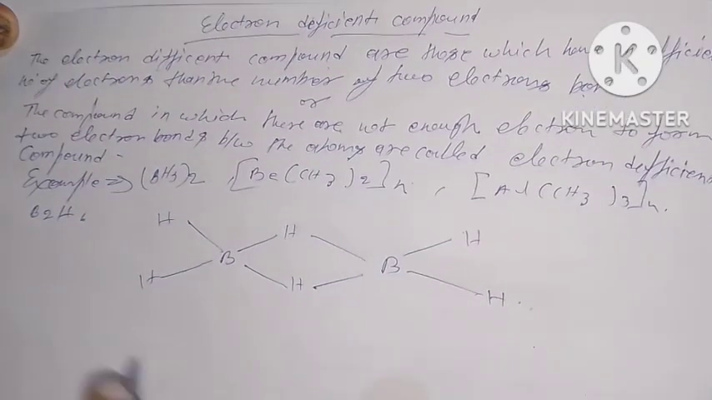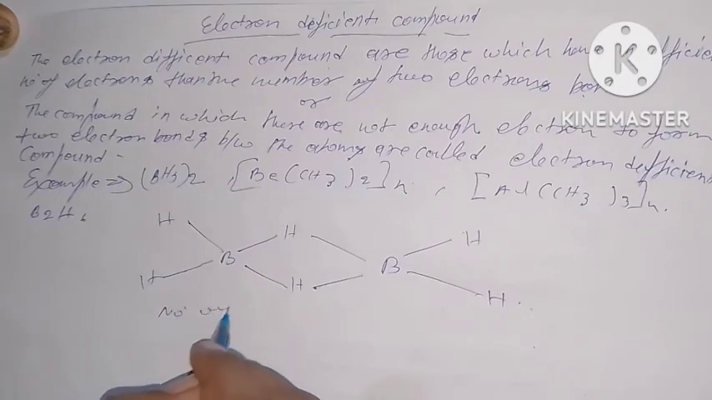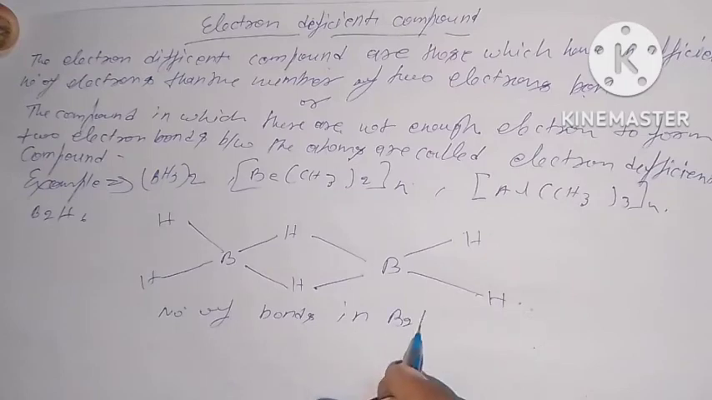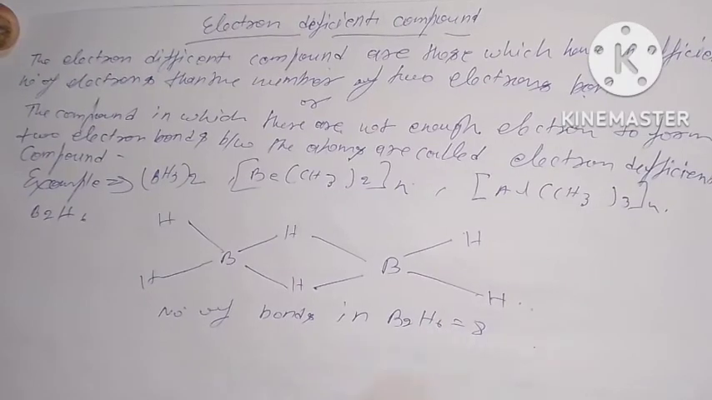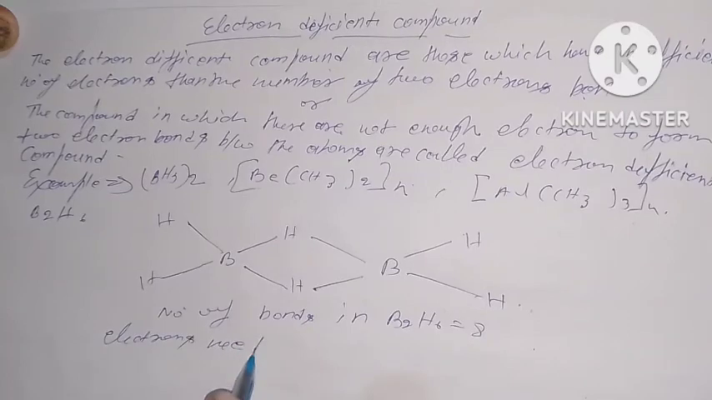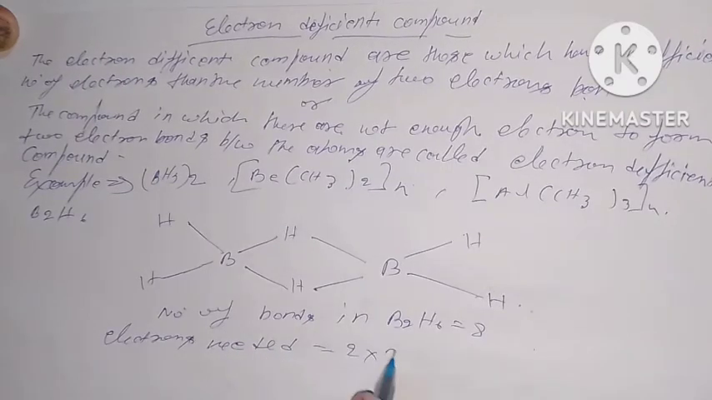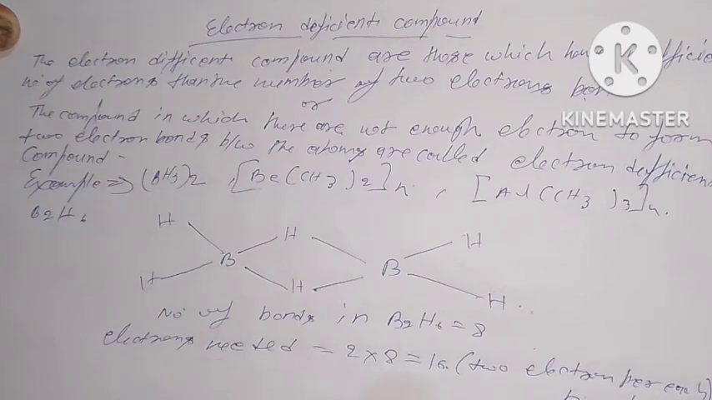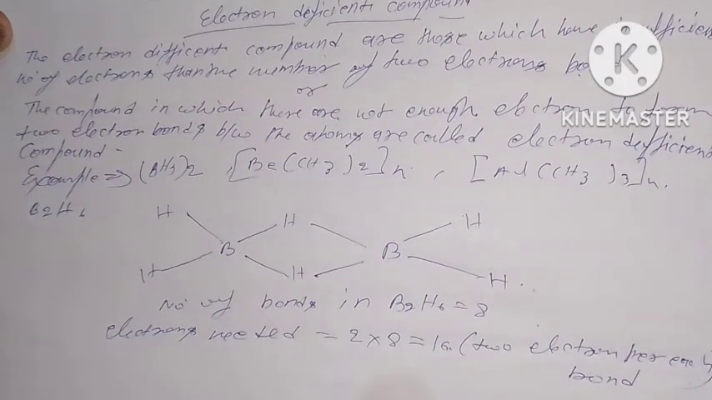Number of bonds in B2H6 equal to 8. Electrons needed equal to 2 multiply 8 equal to 16, that is 2 electrons per each bond.